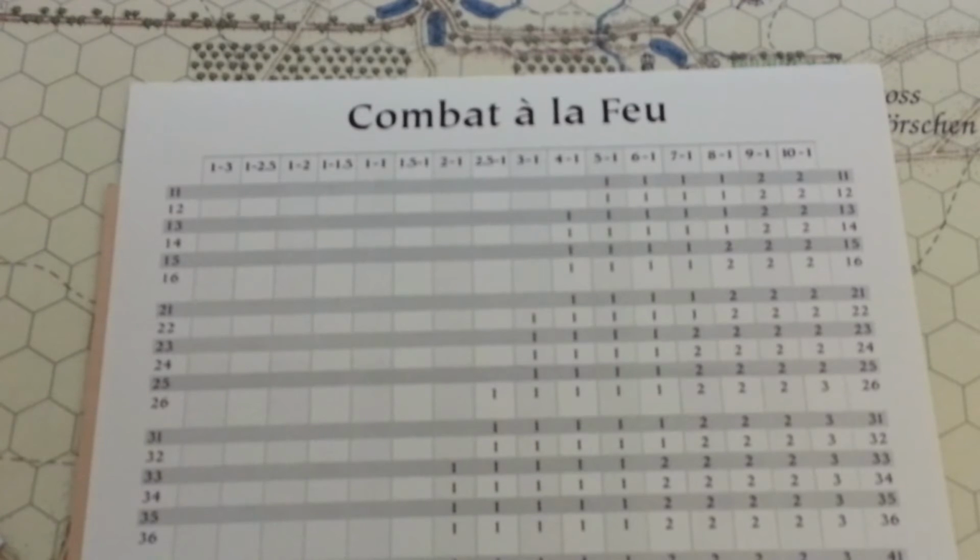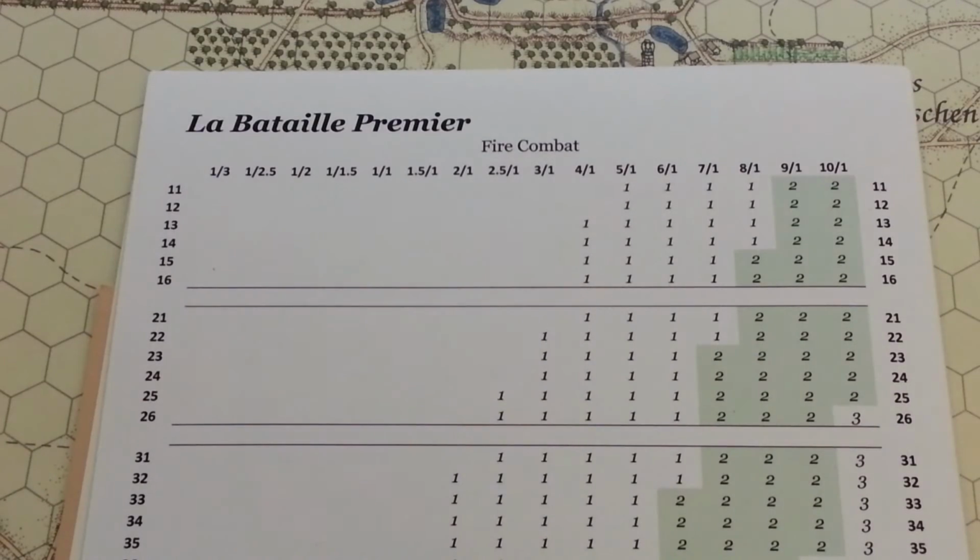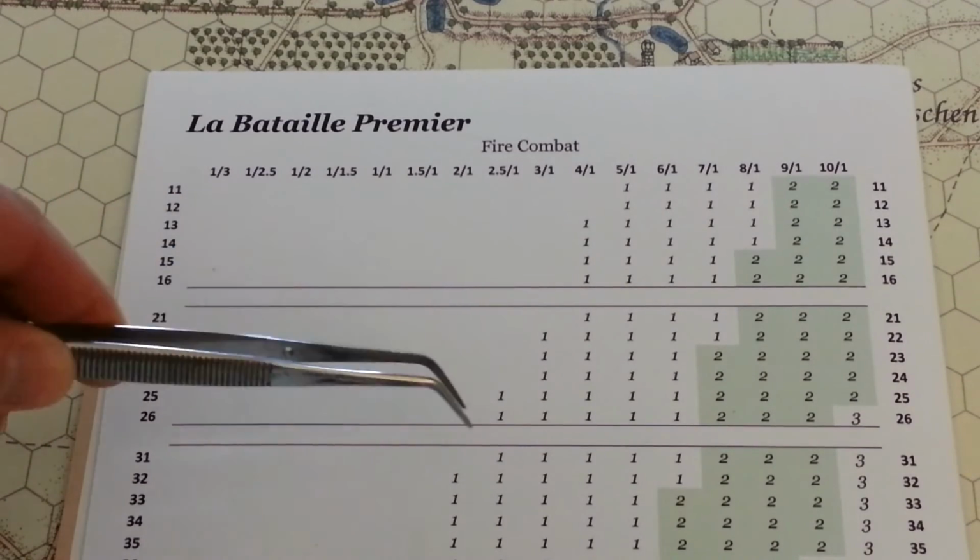This is the chart from Linney. You can see it's a little cleaner, a little easier to read, but the values and the outcomes are identical to that original chart. And here's a chart from the Premier side. Again, easier to read, a little more clear, but the values are identical.